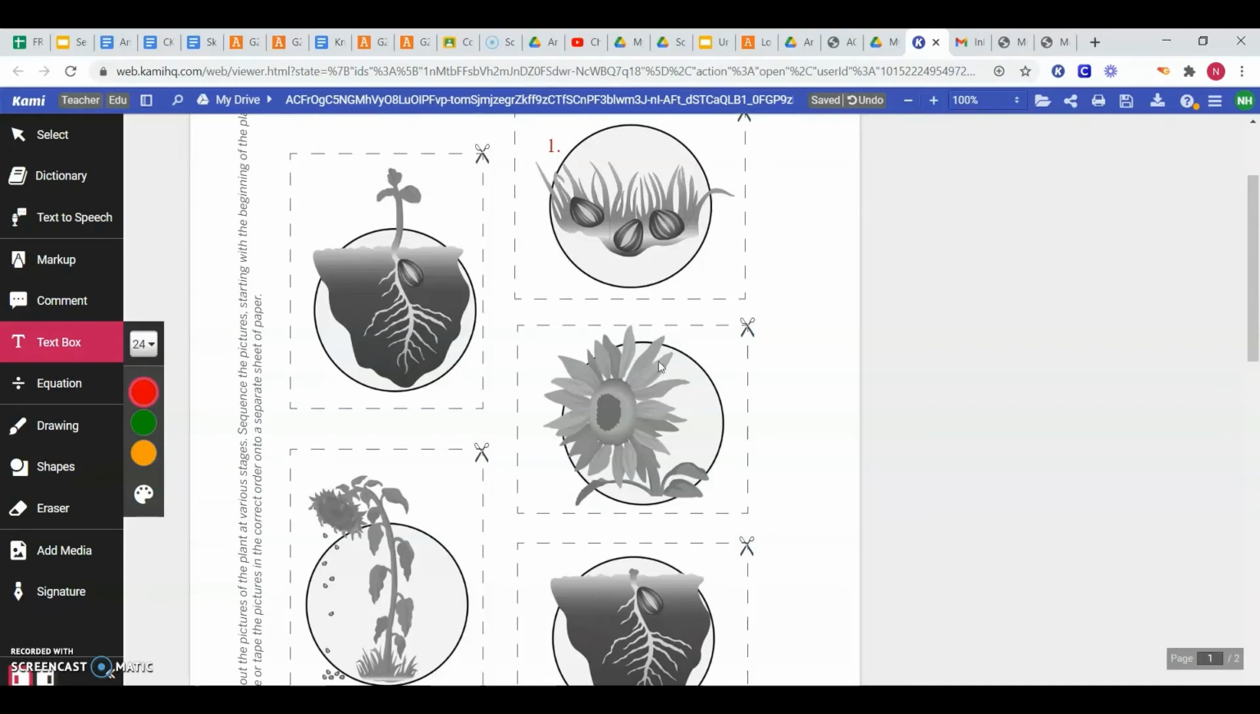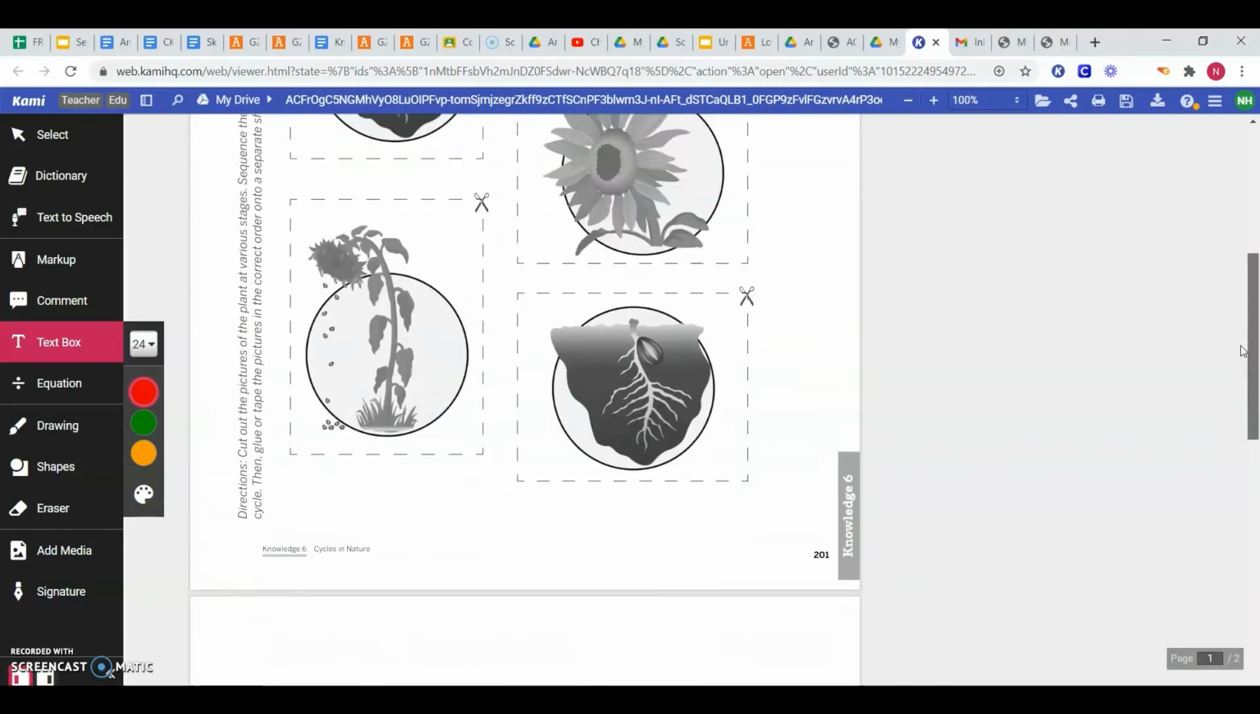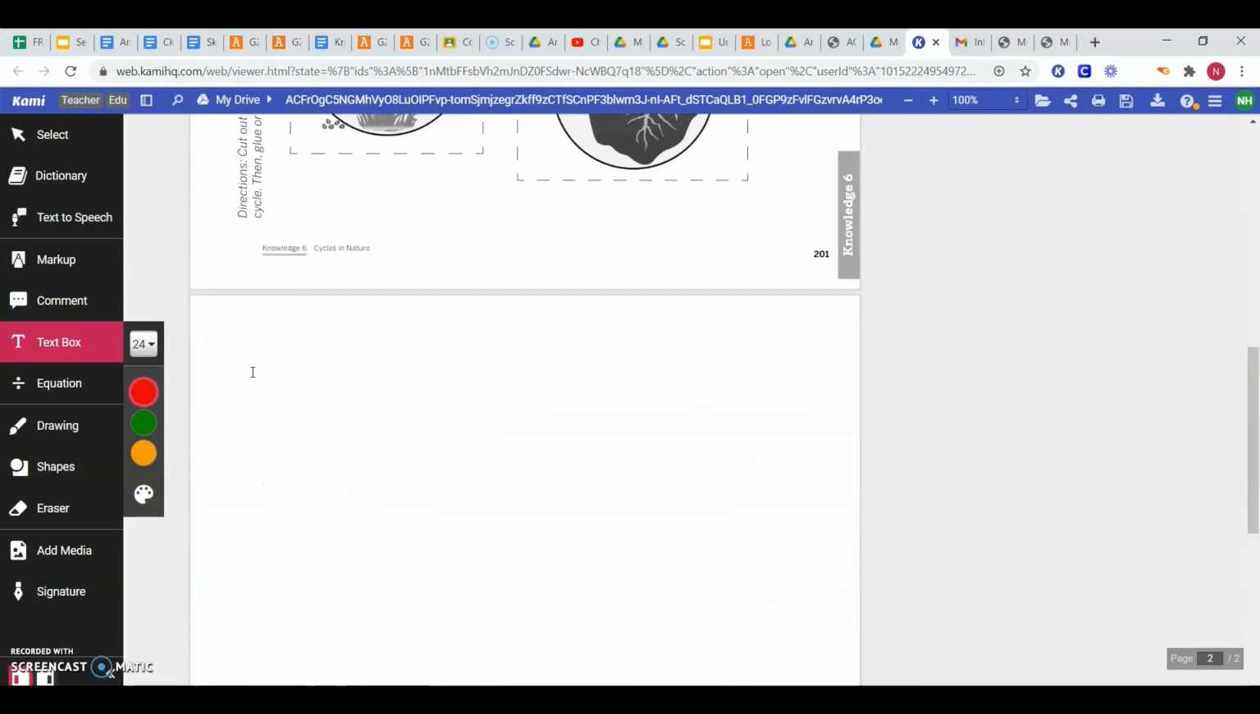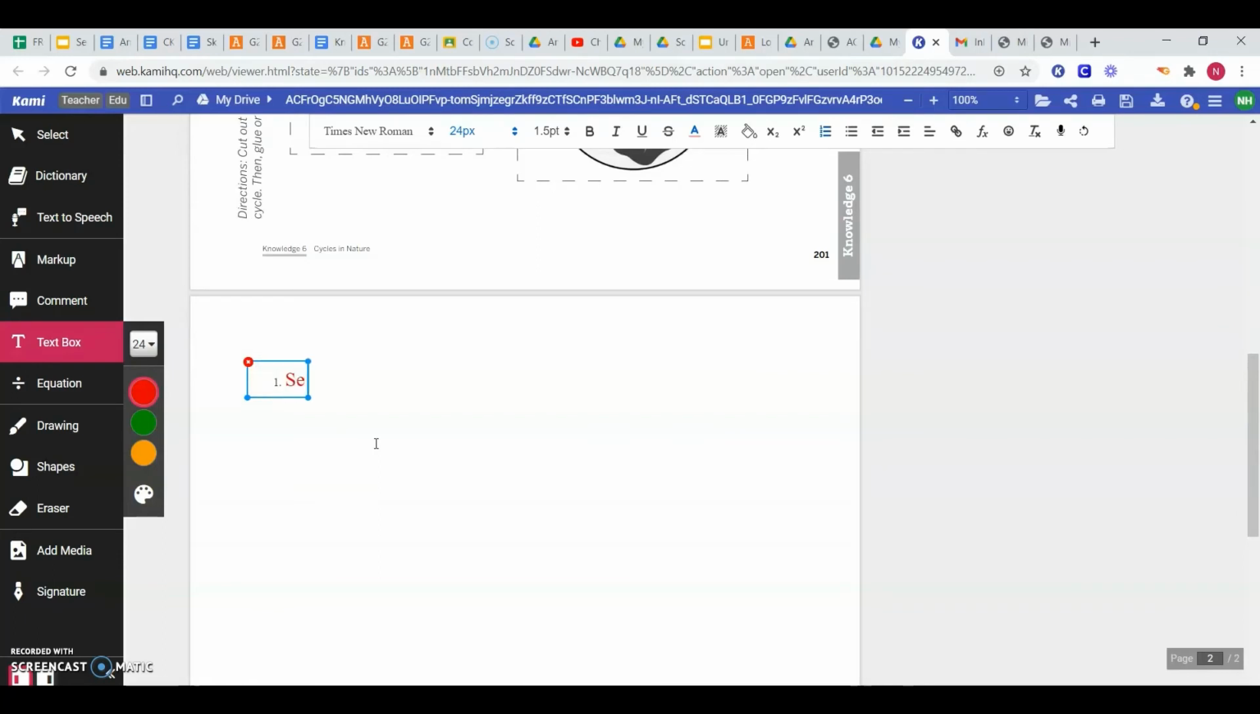Your job is to decide what the second step, third step, fourth step, and fifth and final step are, and label them with a 1, 2, 3, 4, and 5. That is the first part of your assignment today. For the second part of your assignment today, you are going to write one sentence about each stage. So if I write a sentence about our seeds, I could say, seeds are placed in soil.